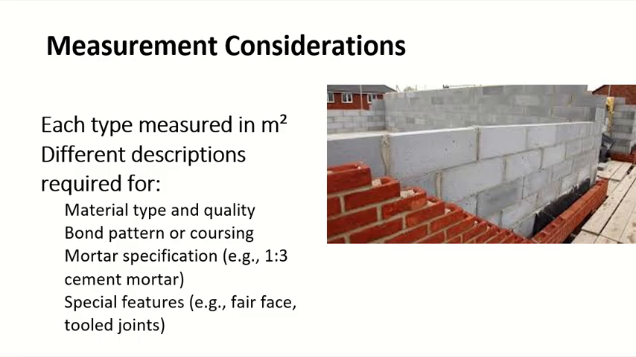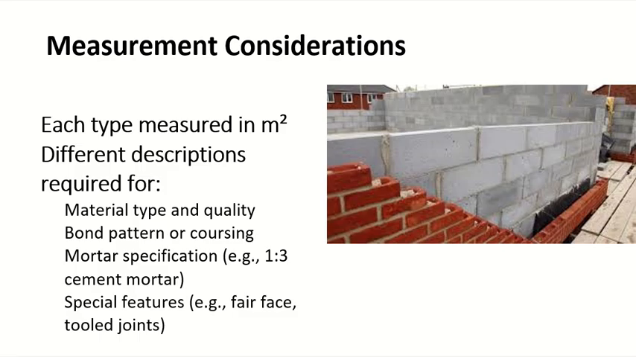So the mortar specification is changing. Maybe you are using a different type of cement, sulfate resistant or something. Or you are changing the ratio of sand and cement and water. These are changes in mortar. The mortar changes, the rate will change. And if you have any special features, for example, I already mentioned the finishing, for any of these things, you should make a separate item in your BOQ.